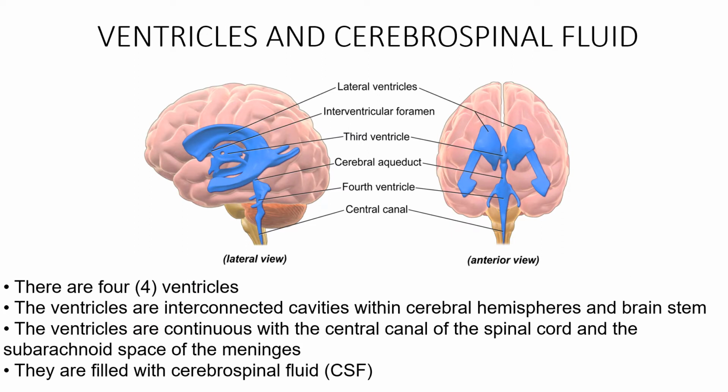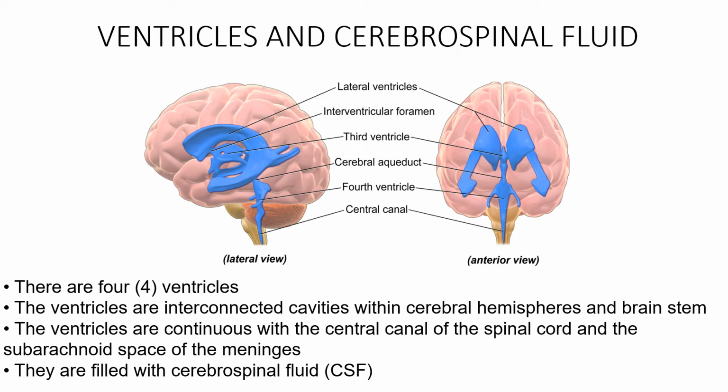Okay, so now that we know the fluid surrounding the brain and the spinal cord flows in that subarachnoid space, let's talk about the fluid that's flowing inside of the spinal cord and brain. And it's the same exact fluid. It's not a different fluid, it's just in a different location. It's actually inside the central nervous system structures.